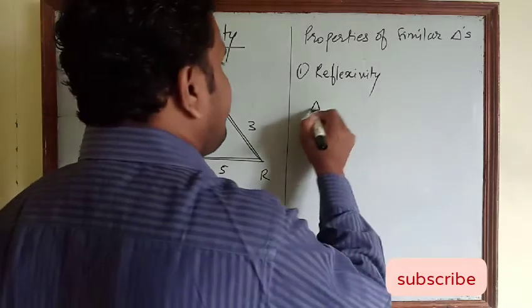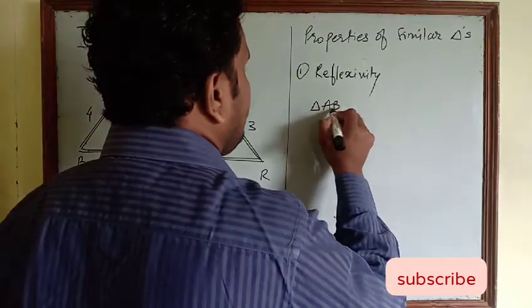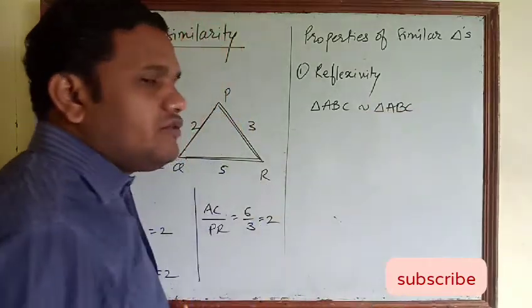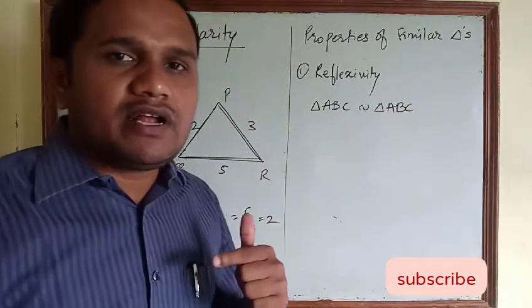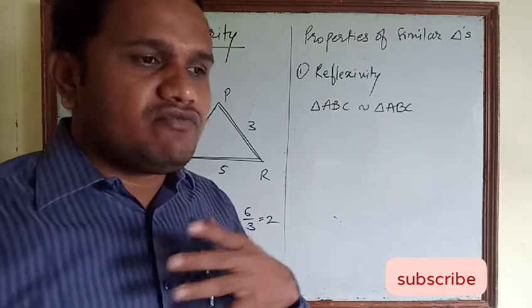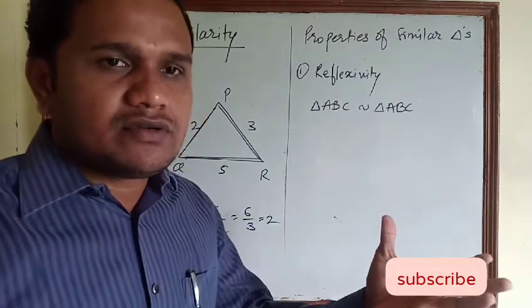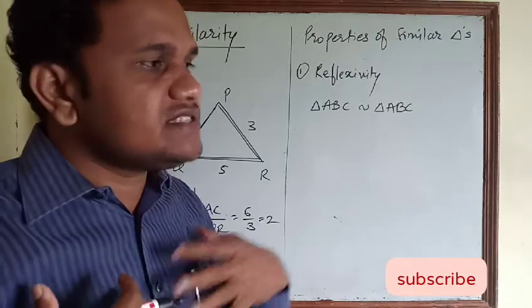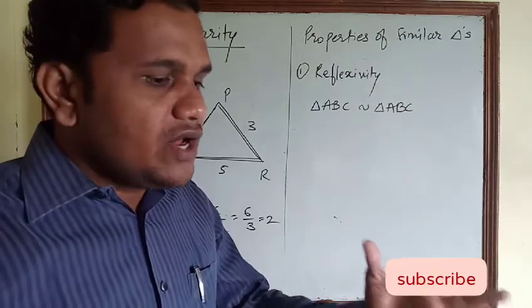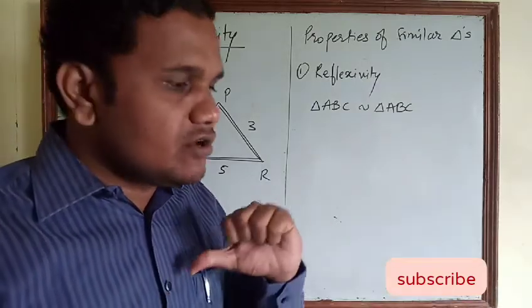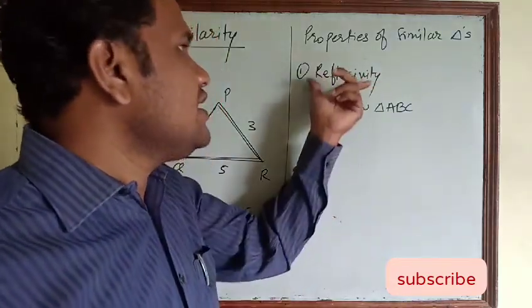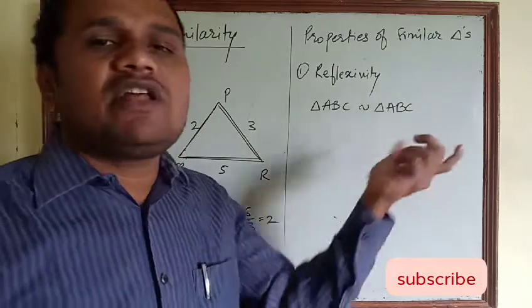Reflexivity means every triangle is similar to itself. We know that when we stand in front of a mirror, we are congruent to our image. We see in the mirror what we are. So that is just our reflection. So every body is similar or congruent to its image. In the same way, every triangle is similar to itself.